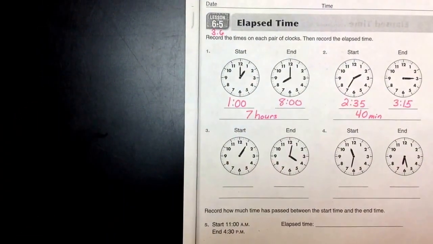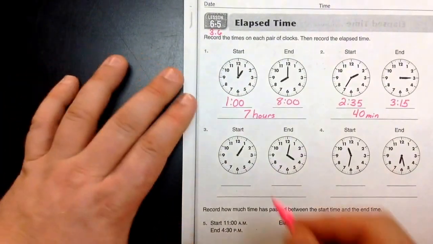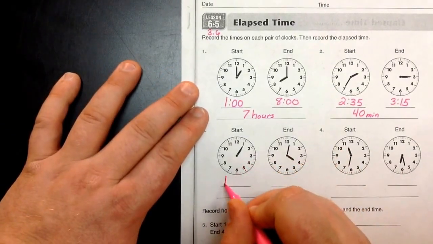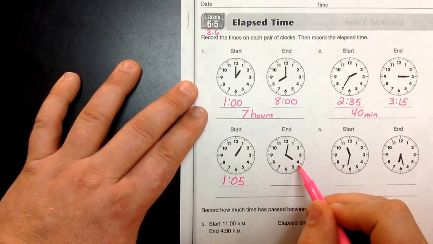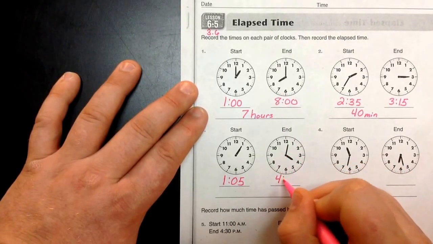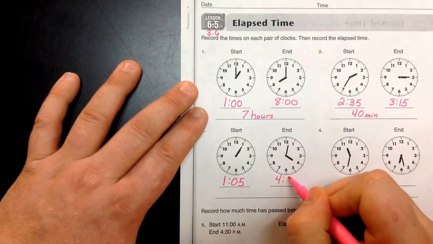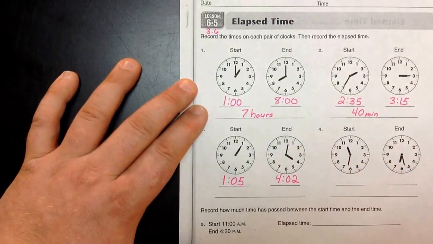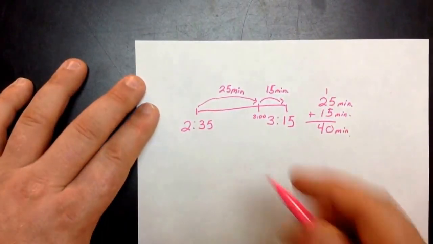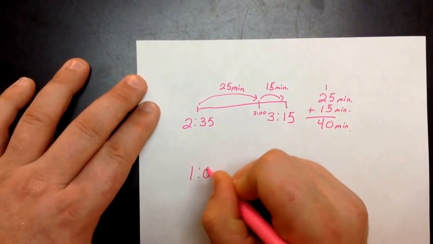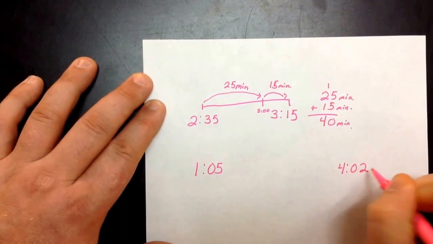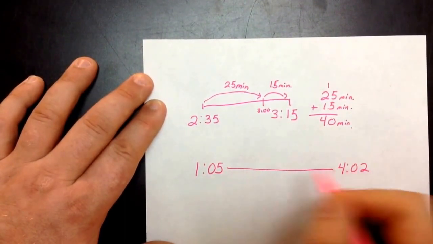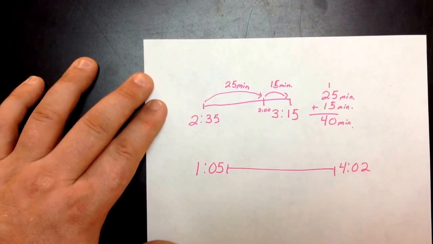The third problem gets to that next level of challenging, where we start at 1:05 and we're ending at 4:02. Okay. We can do the same process on the back. 1:05 to 4:02. We've got our number line in between here. How do we get there?